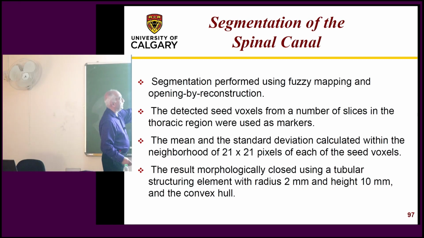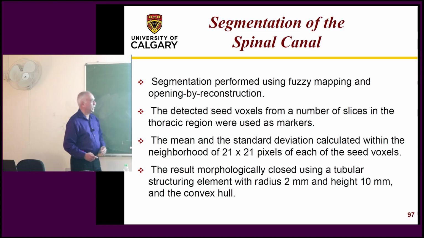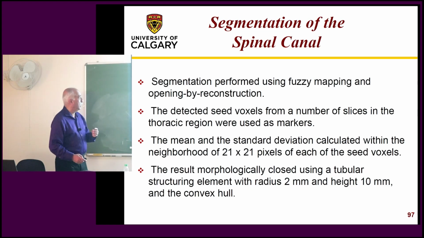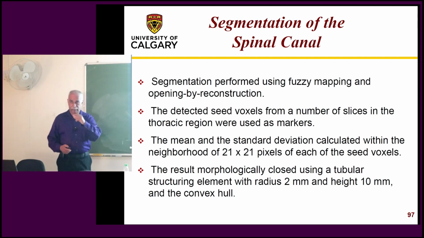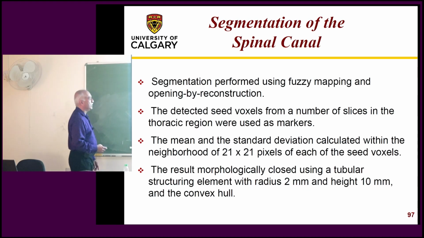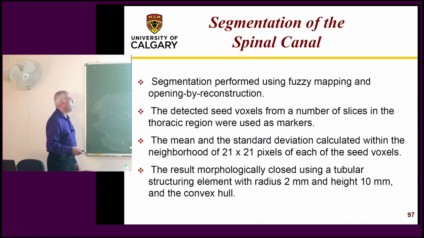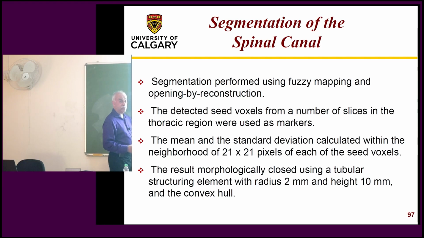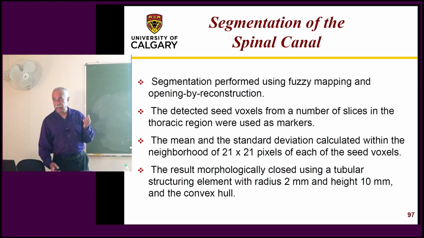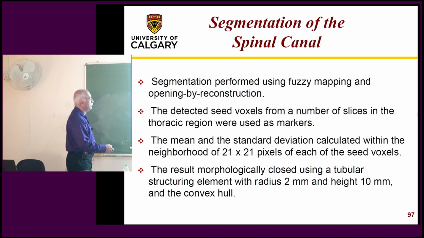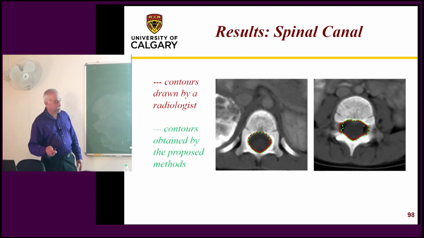The mean and standard deviation are calculated within the neighborhood of 21 by 21 pixels of each of these. I said 3 by 3 could be 5 by 5; we use 21 by 21. Take the mean and standard deviation. Those are the parameters for fuzzy region growing. The result is morphologically closed to clean up the image using a tubular structuring element, now in 3D. The structuring element is in 3D a tube, or like a cylinder, radius 2 millimeters, height 10 millimeters, and the convex hull. Use all of that information and smooth the result.